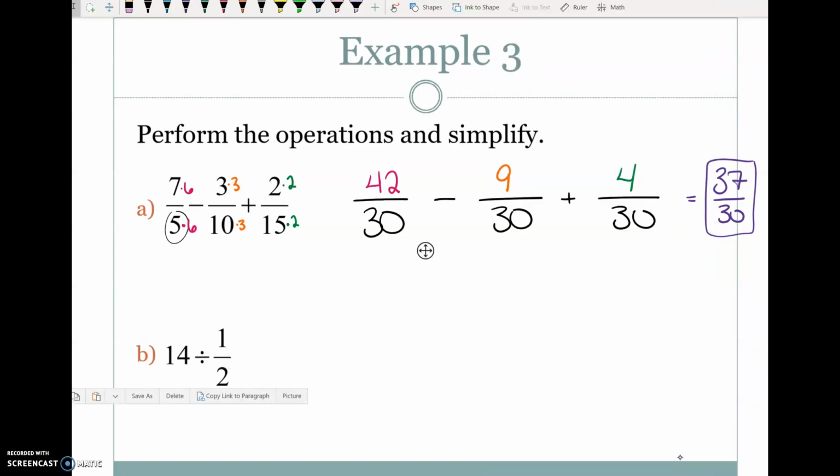Okay, division. We don't divide. Instead, we keep the first the same, change the sign to multiply, and flip the second. 2 divided by 1, or 2 firsts, is really just 2. 14 times 2 is 28.